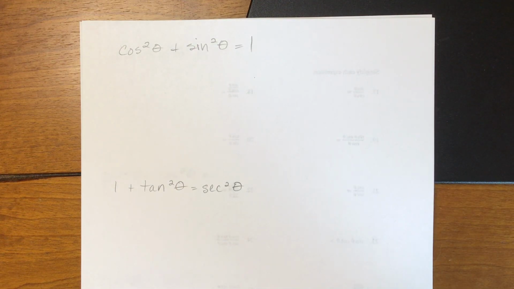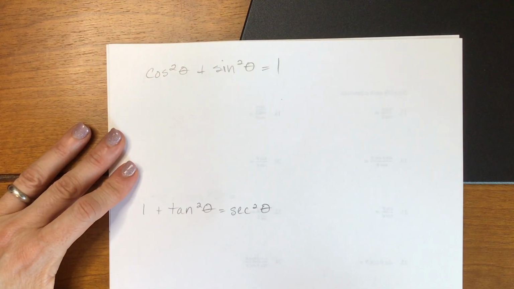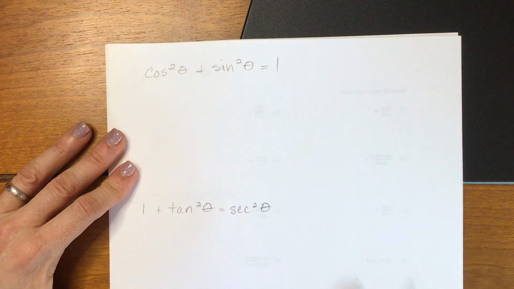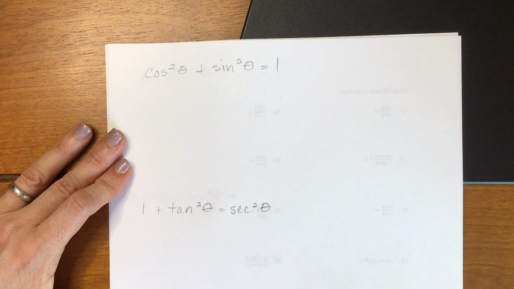All right, today we have a short lesson on using the Pythagorean identities that we talked about Monday, Tuesday, and putting them in different formats so that we can use them to simplify expressions or prove identities. So what do I mean by that? Well, right now we have cosine squared plus sine squared equals 1.